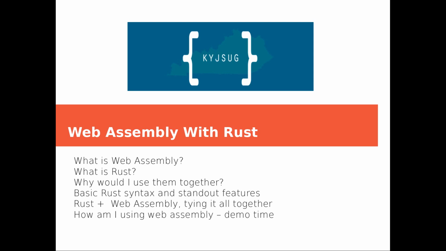So really quickly, what I'm going to cover here is what is WebAssembly, what is Rust, why would I use them together, a little bit of basic Rust syntax and standard features. We'll try to go through that quickly and just give you a taste, and then we'll dive in with a little bit of Rust and WebAssembly combined, kind of try to tie them together. And then I'm going to show some quick demos of some of the projects I've been working on, some of the things that sort of actually got me interested in using WebAssembly and why I thought it might be a good idea.